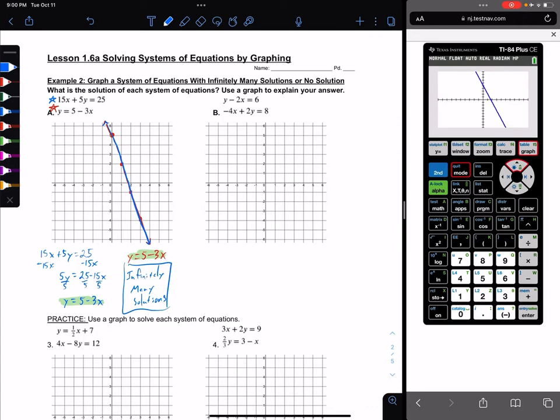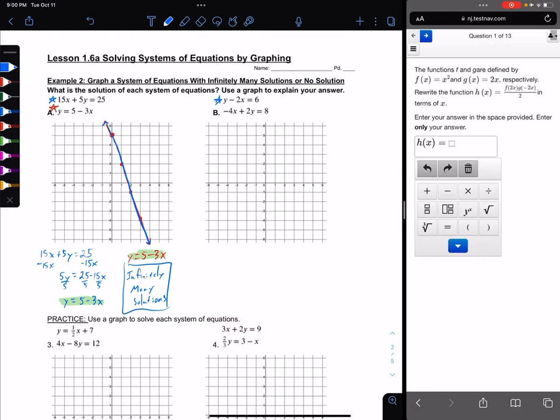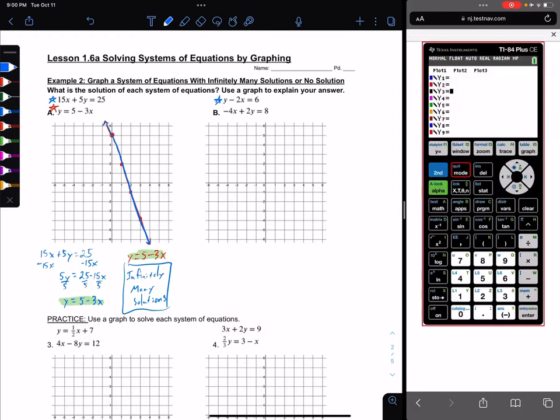So let's look now at part B, and let's start with our first equation. And if you're doing some thinking here, you can probably guess that if part A had infinitely many solutions, part B probably has no solution. That would just be a good guess here. I'm just going to close this out for a second because the calculator is not cooperating.